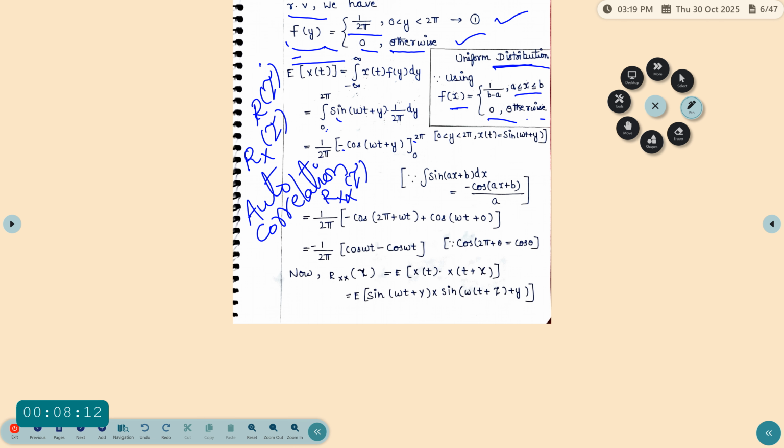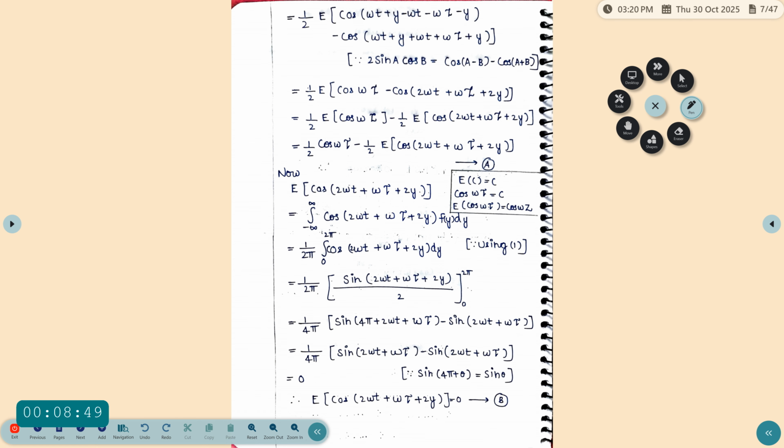So here R double x of tau equals the expectation of x of t into x of t plus tau. Already we know that x of t is the given function sin(omega t plus y). Here x of t plus tau means a small increment in the time t. So sin(omega (t plus tau) plus y). Here t is replaced with t plus tau, so we get sin(omega t plus omega tau plus y).